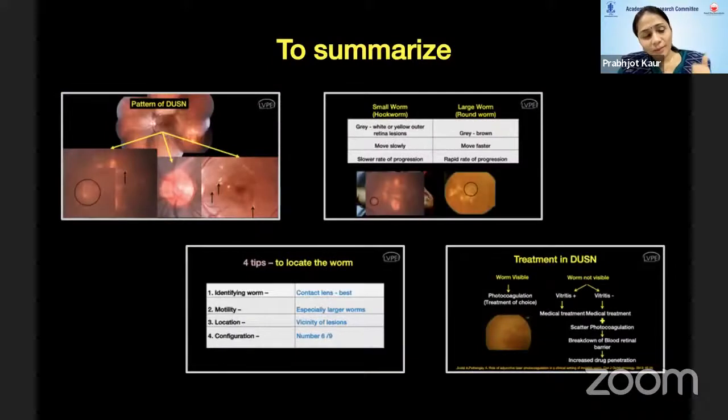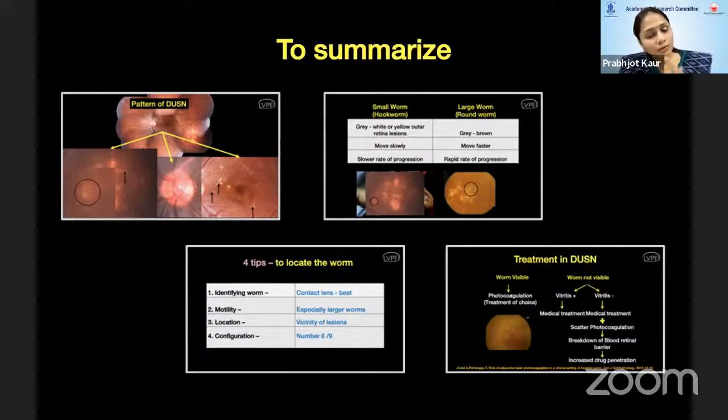So to summarize, remember the pattern of DUSN. Outer crops of evanescent retinitis-like lesions or white outer retinitis lesions, disc edema, subretinal tracts. Remember to differentiate the small worm versus large worm disease, where the small worm is slowly progressive, the larger worm has a rapid rate of progression. Now, the 4 tips to locate the worm: contact lens is the best technique. Look at the motility of the worm. They're usually near the vicinity of these retinitis lesions. They are of number 6 or 9 configuration.